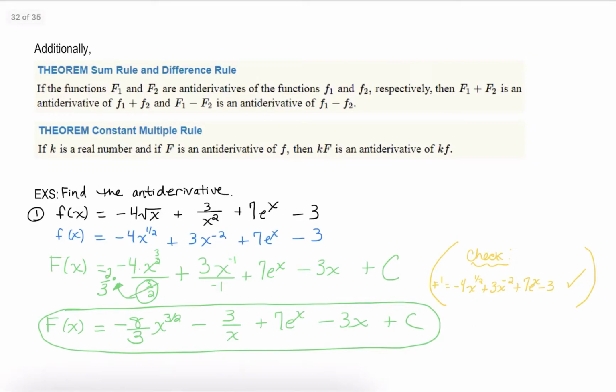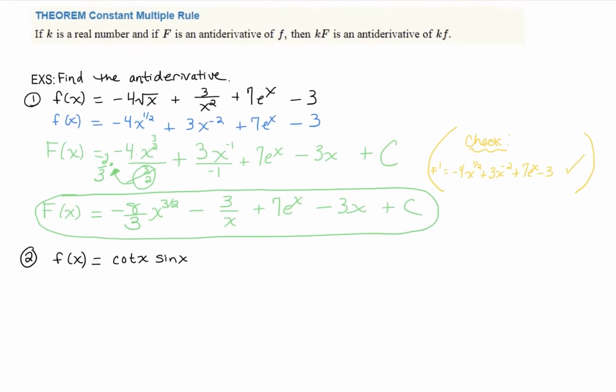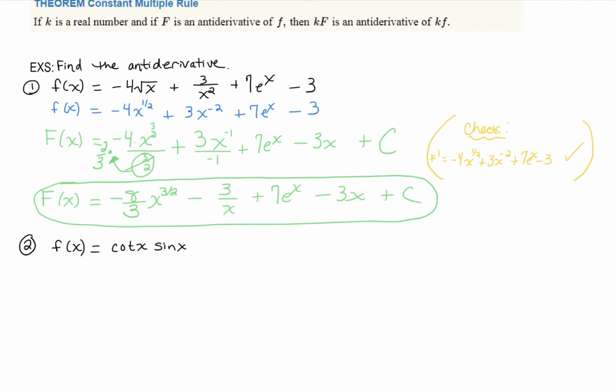All right, let's look at another example. So number 2. Okay, so suppose we have little f here, lowercase f is equal to cotangent x times sine of x. Now, the first thing I want you to kind of think about here is, even if you knew the antiderivative of cotan, which you do not, we don't know a function whose derivative is cotangent. But even if we did, we do not have a product rule. So you cannot take an antiderivative factor by factor.